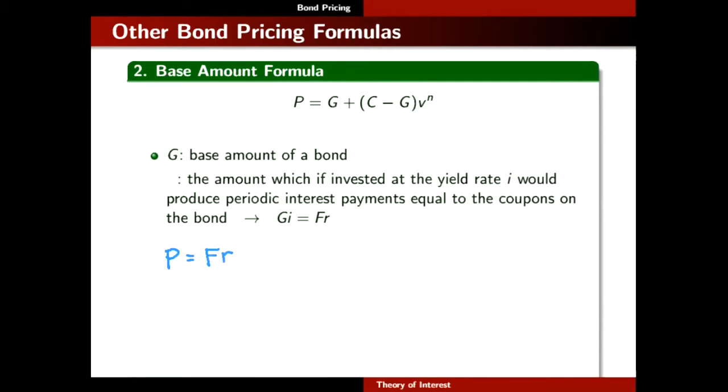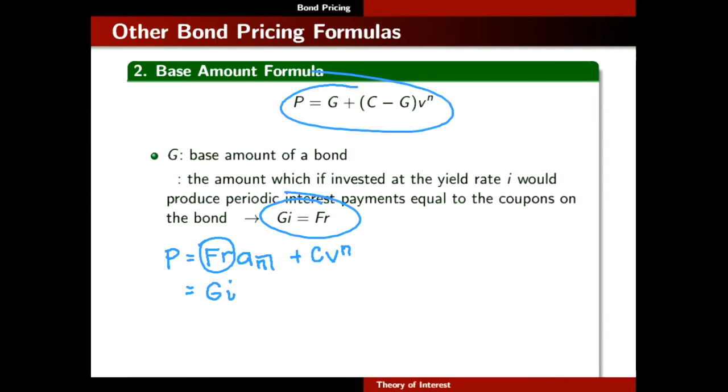FR A angle N plus C V to the N. And from this relationship, we can replace FR by GI. So I'm going to replace this by GI. And then, kapag tiningnan niyo yung formula, wala yung A angle N, right? So, I'm going to replace A angle N here by 1 minus V to the N all over I plus CV to the N. So, kakancel ko lang to. I think we were able to get the base amount formula, right?